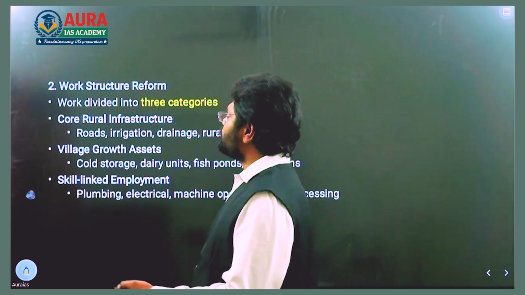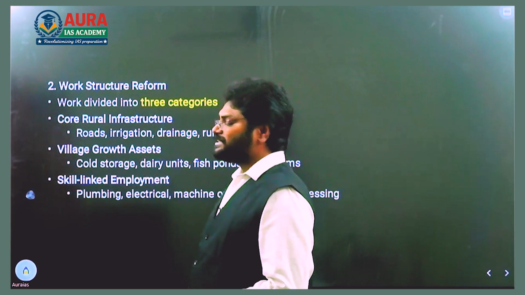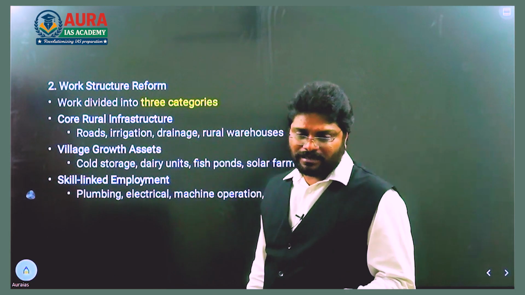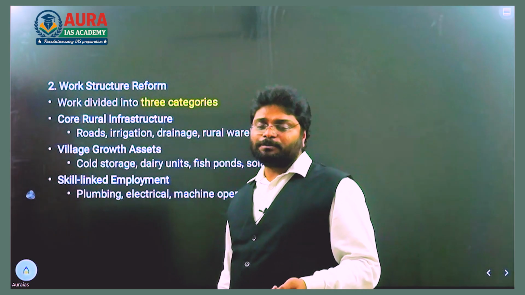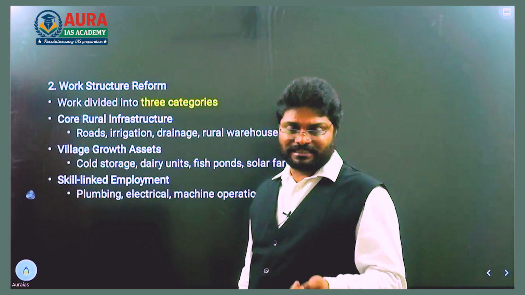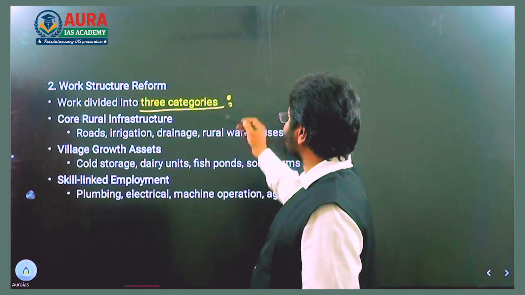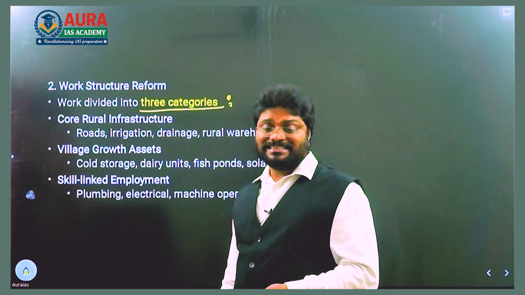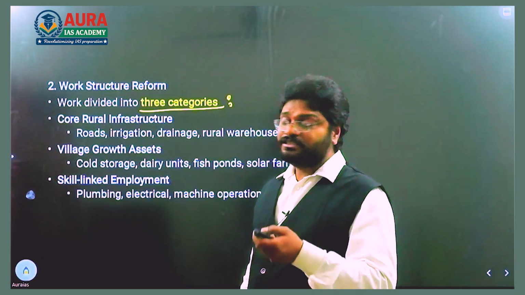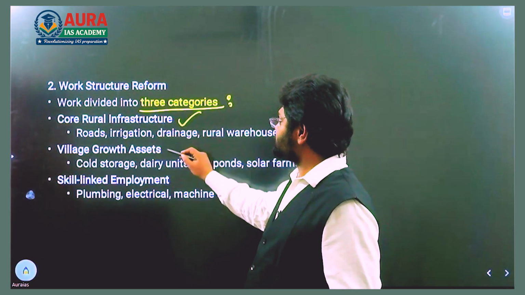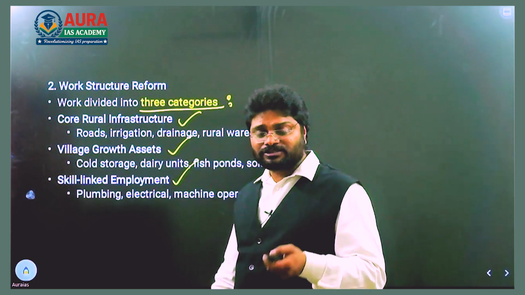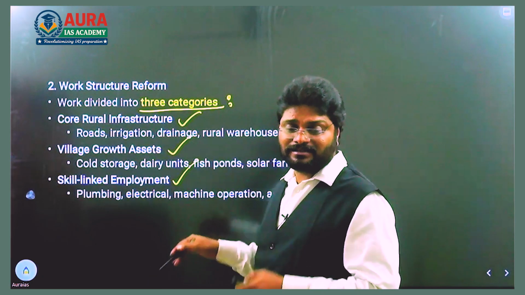The next one is work structure reform. Earlier, the Gram Sabha could create its own plan and decide what works to be taken up. But under this new act, all the works provided under this act are categorized into three types. That means the Gram Sabha or government must provide work which falls under these three categories.